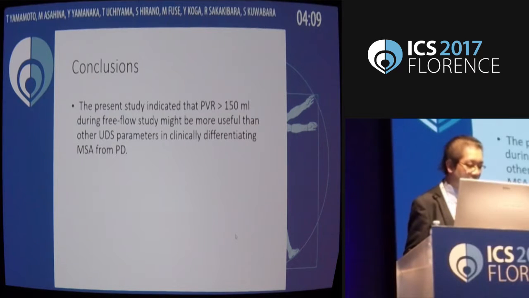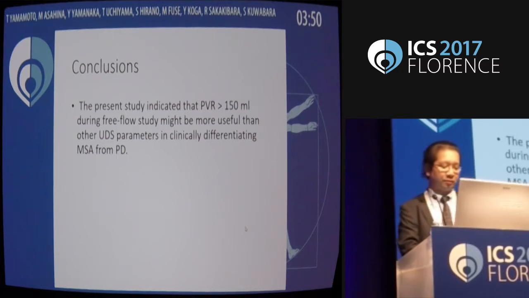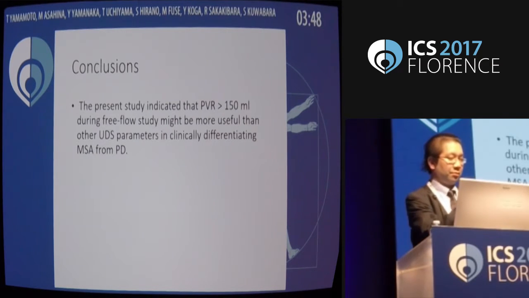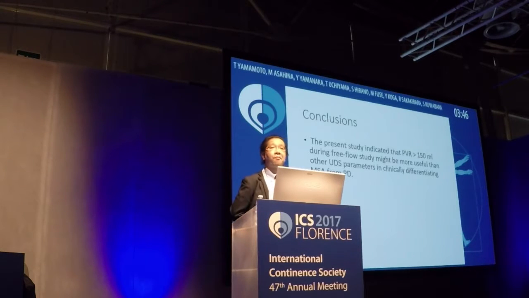My conclusion is that the present study indicated that postvoid residuals larger than 150 milliliters during the free flow study might be more useful than other UDS parameters in clinically differentiating MSA from PD. Thank you for your attention.